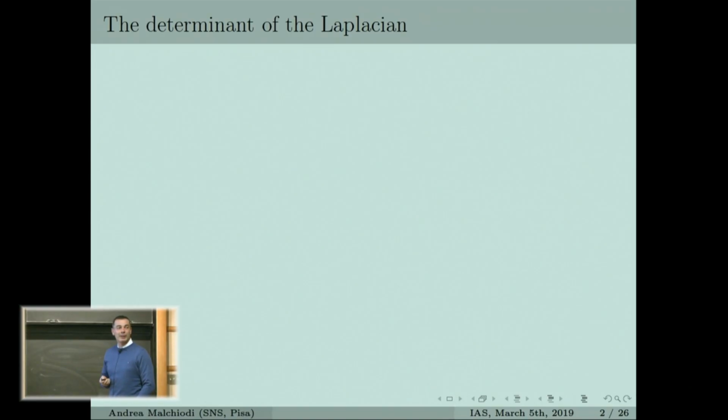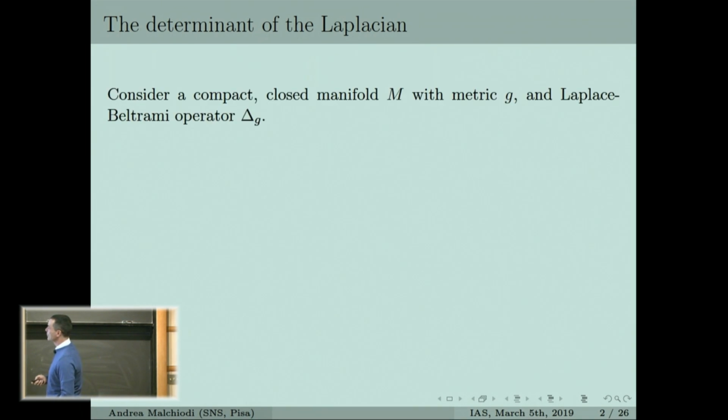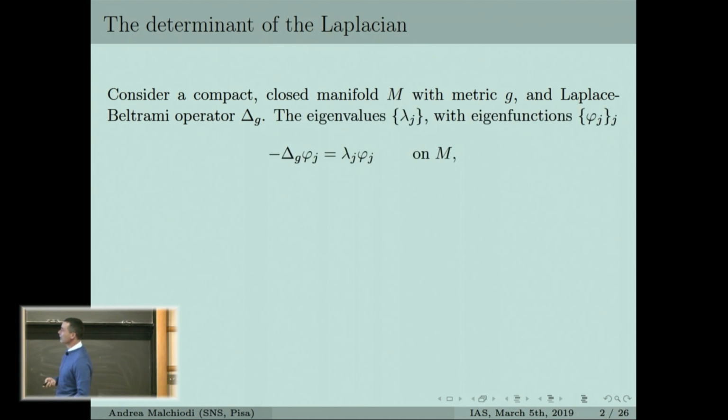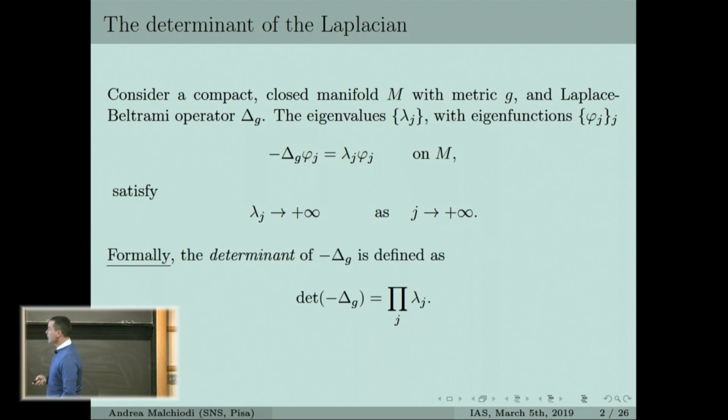OK, so let me start recalling what the determinant of the Laplacian is. I consider a very simple setting, a two-dimensional surface, compact, no boundary. Delta G is the Laplace-Beltrami operator with respect to a background metric G. And then you consider the spectrum of the Laplacian. Of course, the eigenvalues form a sequence that is diverging. The determinant of, say, minus Laplacian is defined formally as the product of all the eigenvalues.